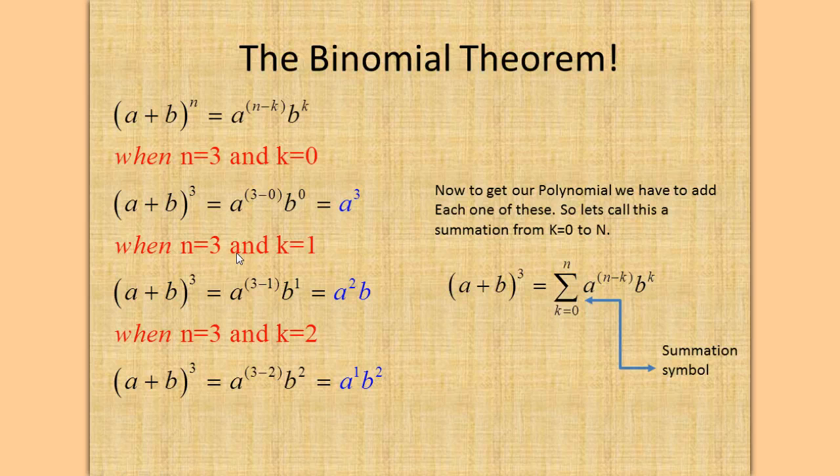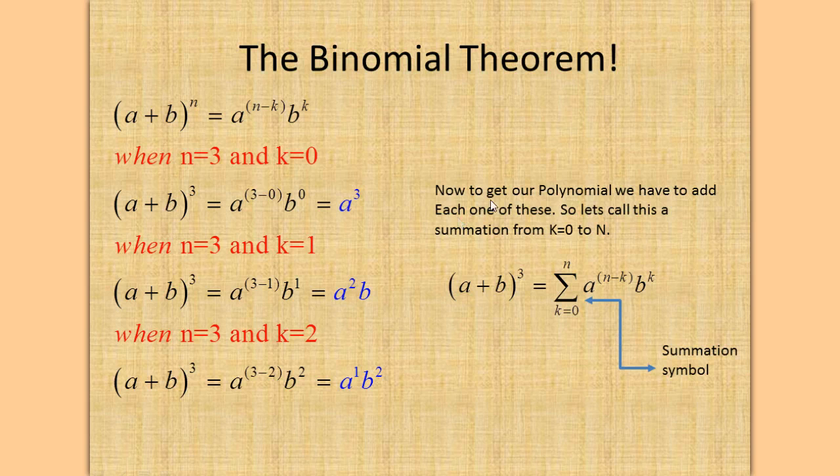When n equals 3 and k equals 1, we have a to the 3 minus 1, see, n minus k, times b to the 1. Well, 3 minus 1 is 2, so we got a squared b. When n equals 3 and k equals 2, we have a raised to the power of 3 minus 2 times b to the 2, raised to the power of 2. And 3 minus 2 is 1, we get a raised to the power of 1 times b squared.